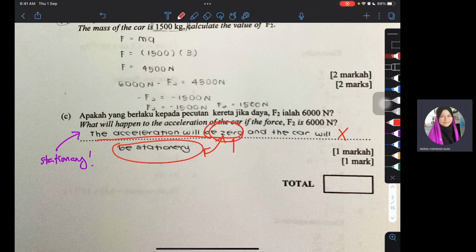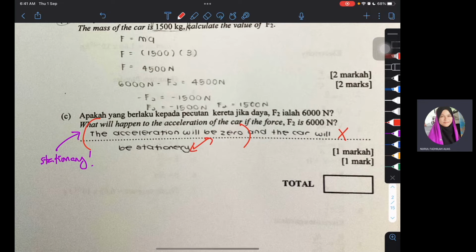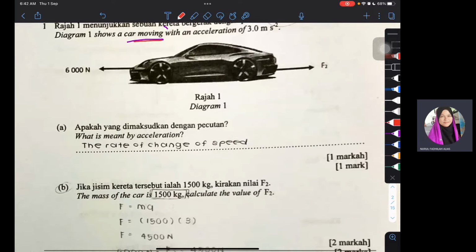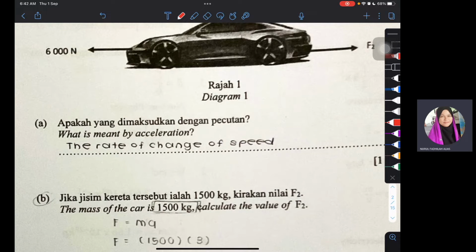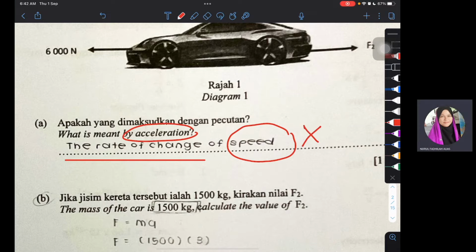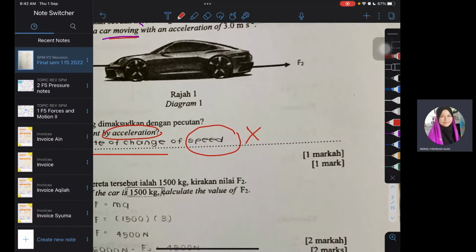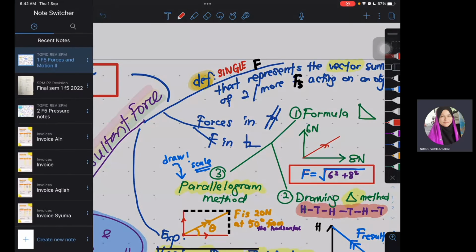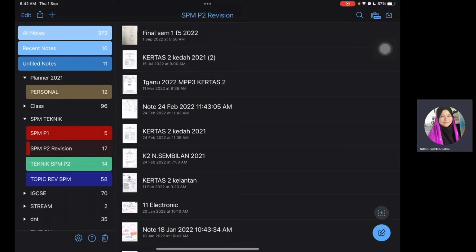So in a contradictory answer, it cannot be given marks. In order to get marks, you have to write until here only. So this part is correct, but here you cannot get the mark because it contradicts. Go back to the meaning of acceleration. Seems correct, but this one. So you have to know this. Check.